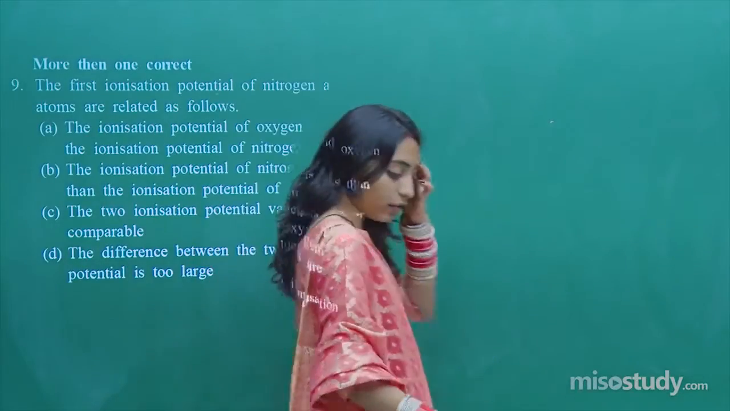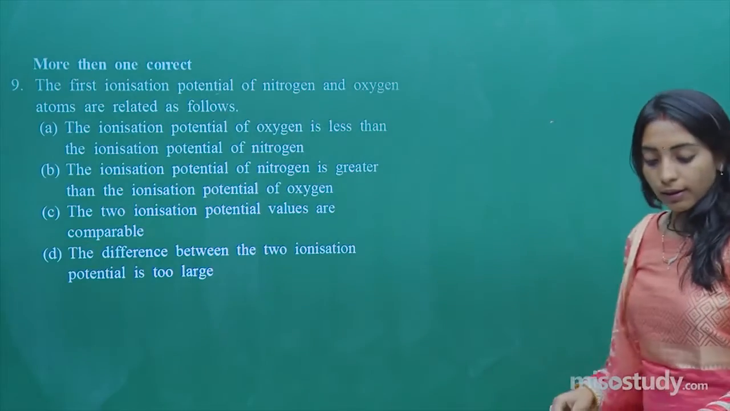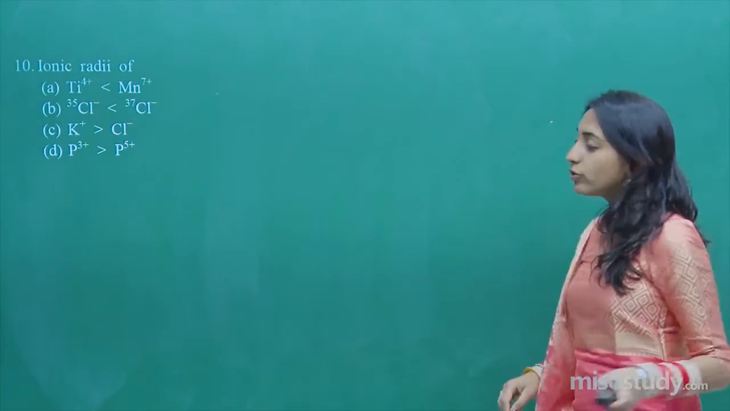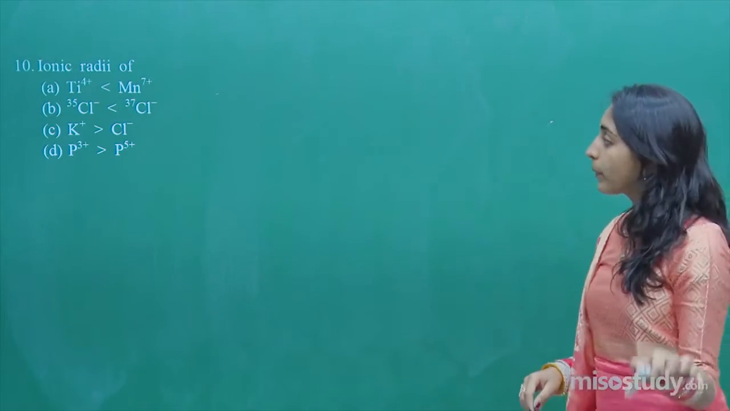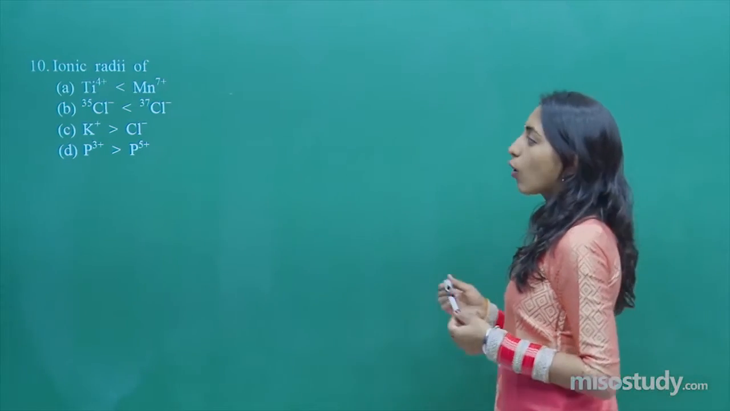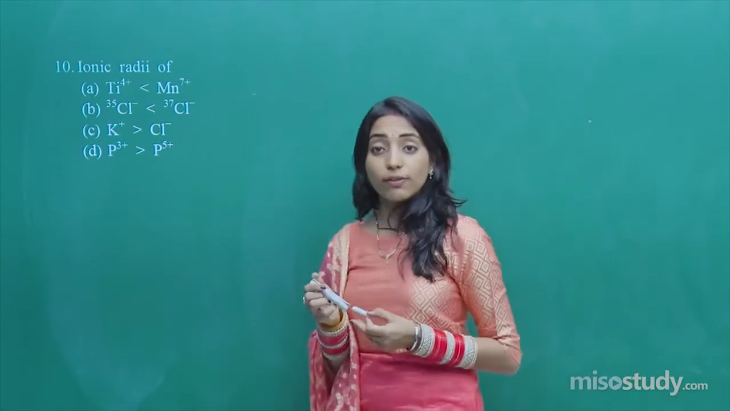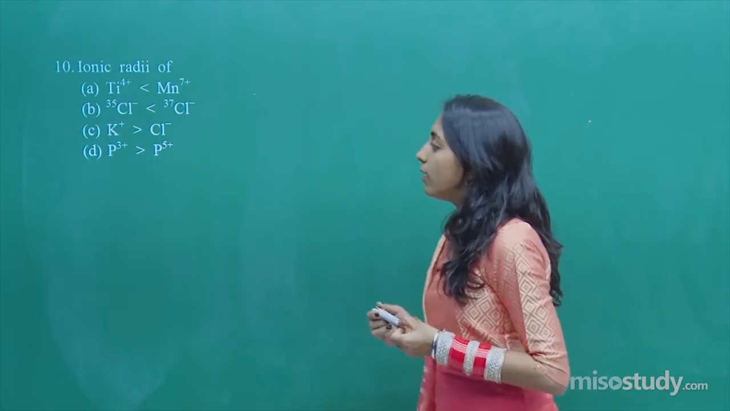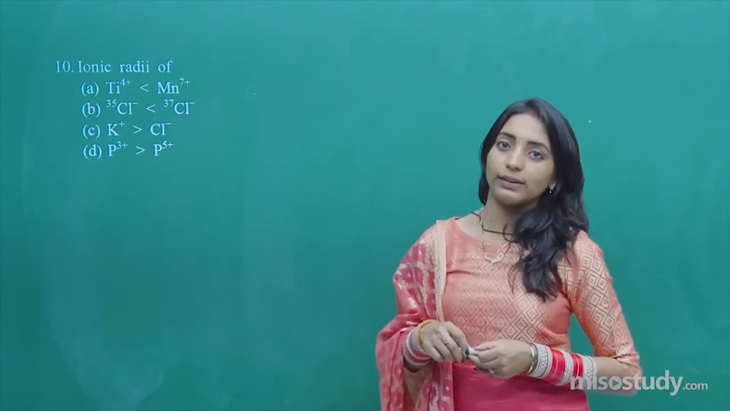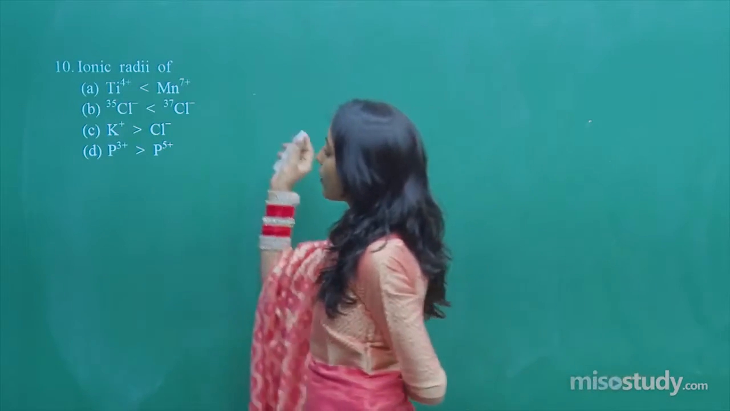Let me just read out the statement. And the question is, the ionic radius of... these are the 4 options which are given to you and you need to compare which out of 4 is correct. Fine. Let's start one by one.